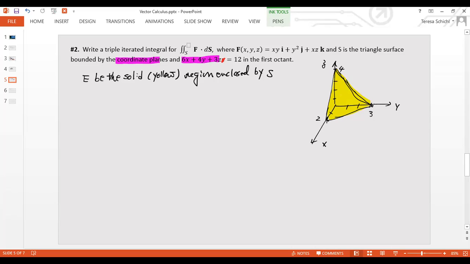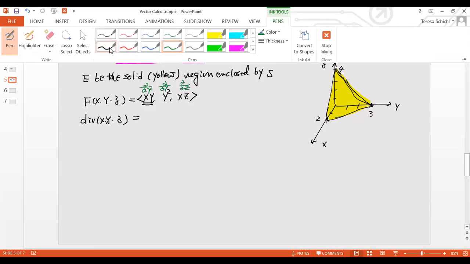So now my F of x, y, z is xy, y squared, and xz, right? Then let's take a look at the divergence of F. Remember the first term is derivative by x, the second term is by y, and this one is by z. So you add them together.